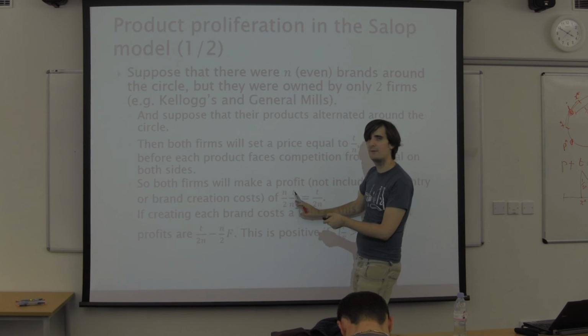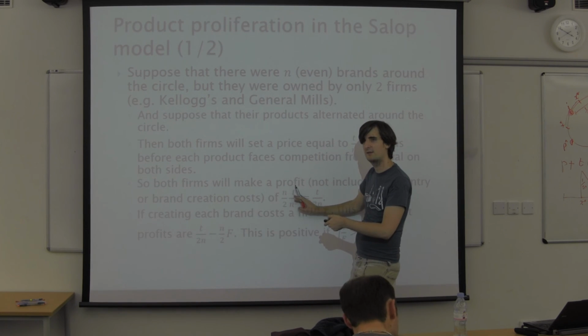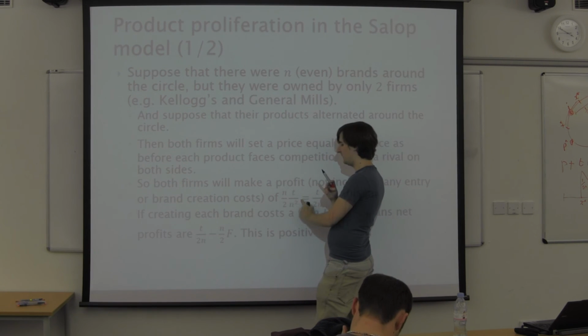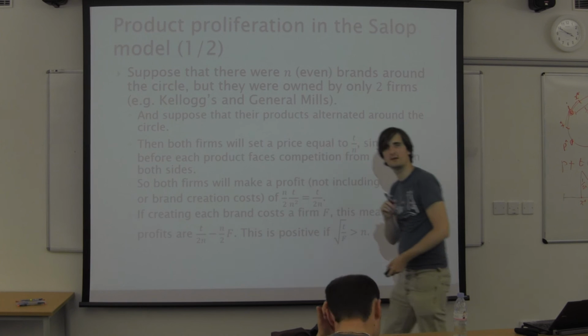T over n squared is the formula we had for profit a few slides ago. So that's another way you could do it. So if they sell n over 2 products, each product makes them a profit of t over n.